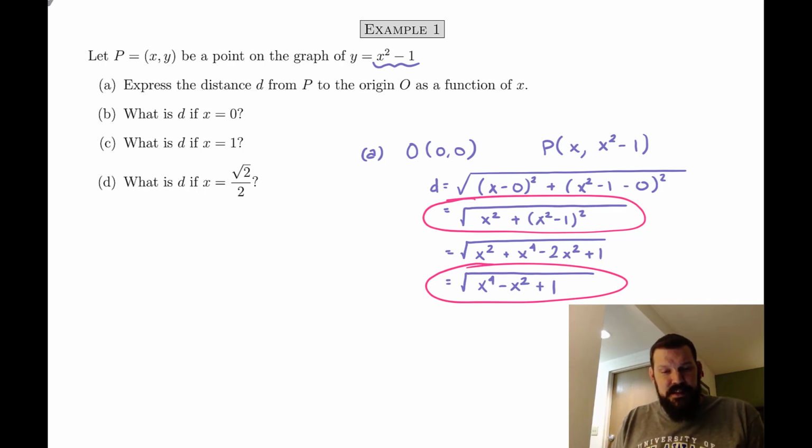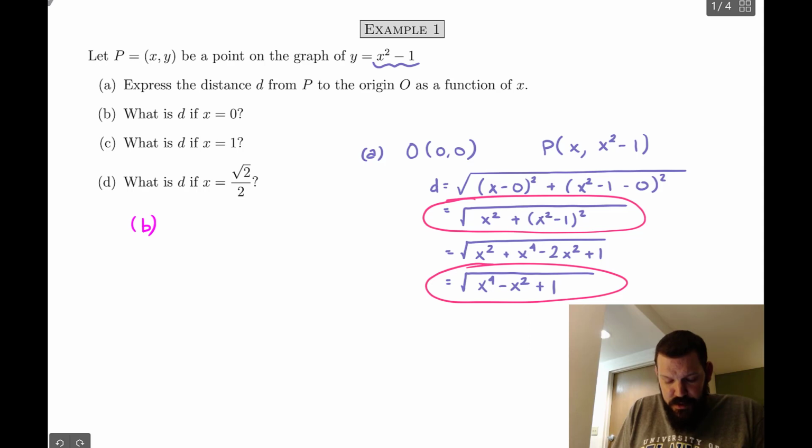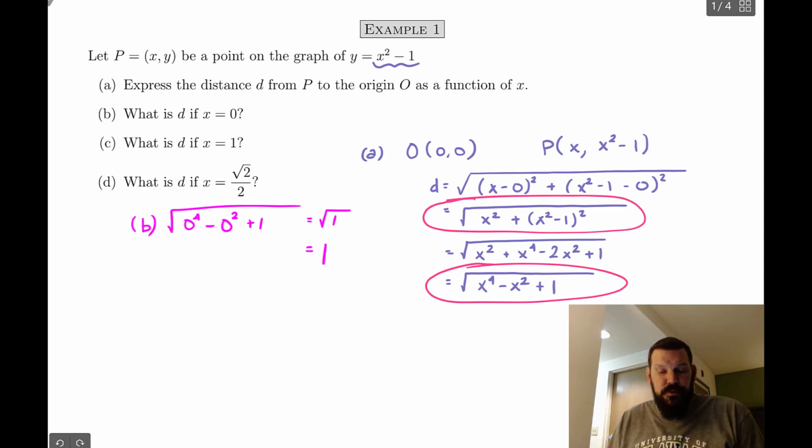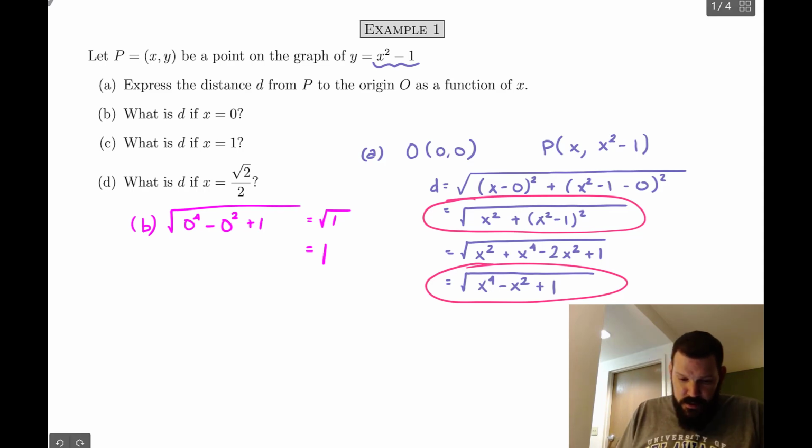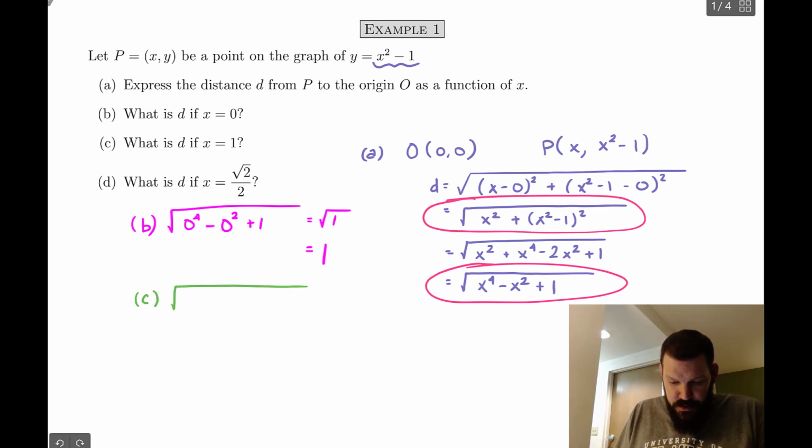For part B, it says what's the distance if x is equal to 0? We take the distance formula that we just computed and substitute 0 in for x, which simplifies to the square root of 1, which is just 1. So the distance when x is 0 to that point on the graph is 1 unit. We do the same thing for part C. We substitute in x equals 1, so it's the square root of 1 to the 4th minus 1 squared plus 1, which is still the square root of 1.